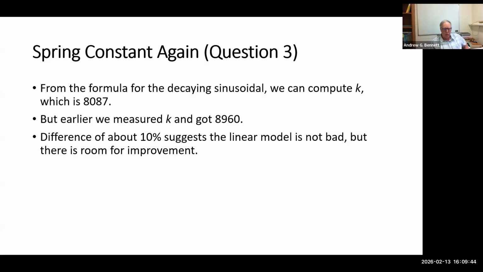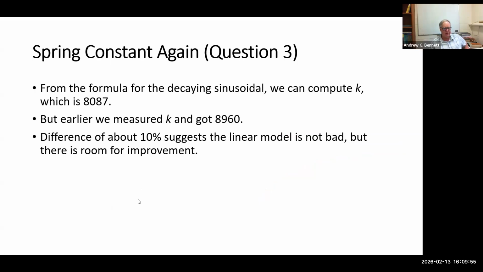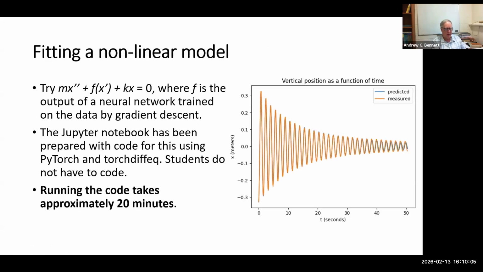The computer's close. It's off by about 10%. The linear model's not bad. When you look at the picture, it's pretty good, but it's not perfect. It's not great. We're off about 10%. There's probably room for improvement. What could we do? And that's when we put in and say, okay, let's try fitting a nonlinear model.